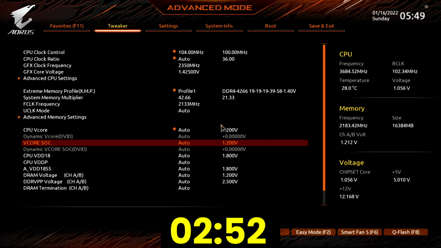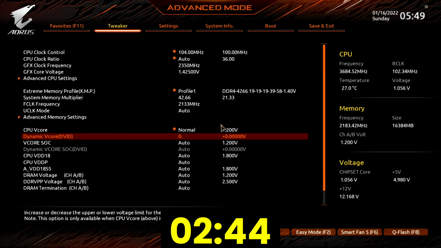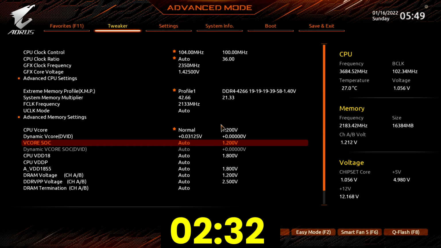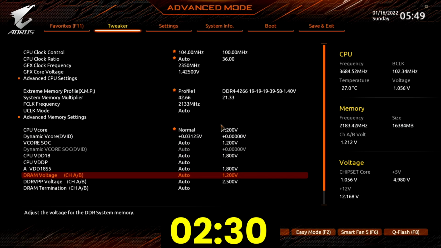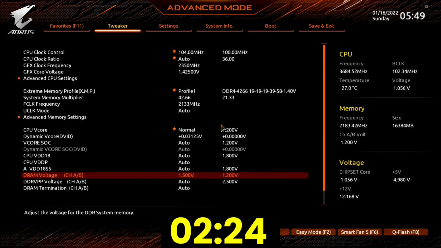Set CPU vCore to normal. This preserves the control of Precision Boost over the voltage. Set Dynamic vCore DVID to +0.03125. This offsets the entire CPU voltage frequency curve up by 31.25 millivolt. Set DRAM voltage to 1.5. This is 100 millivolt higher than our XMP specification and ensures memory stability at the higher frequency.